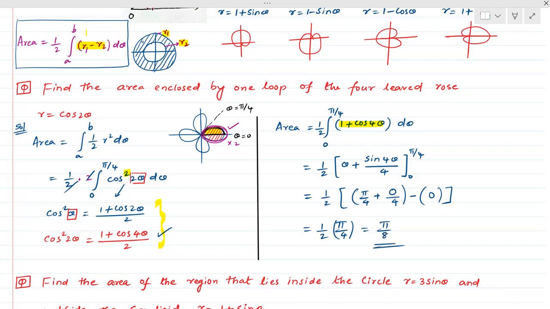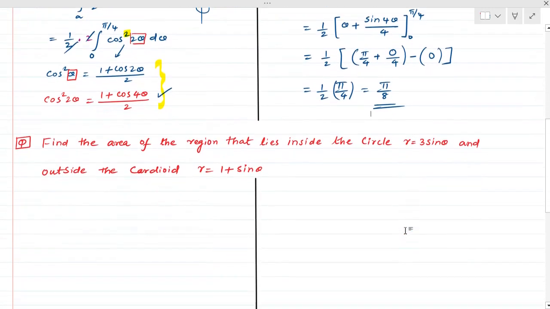Square units. So this is one of the leaves. If you want to calculate all the leaves, multiply by 4. So you will get the area of one leaf. If you want to calculate all 4 leaves, you will multiply by 4, and you will get pi over 4. So depending upon the question, you can answer this part.